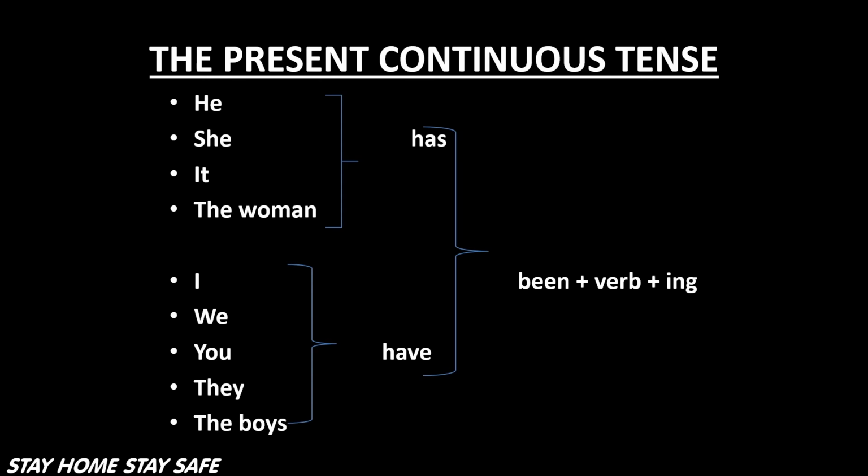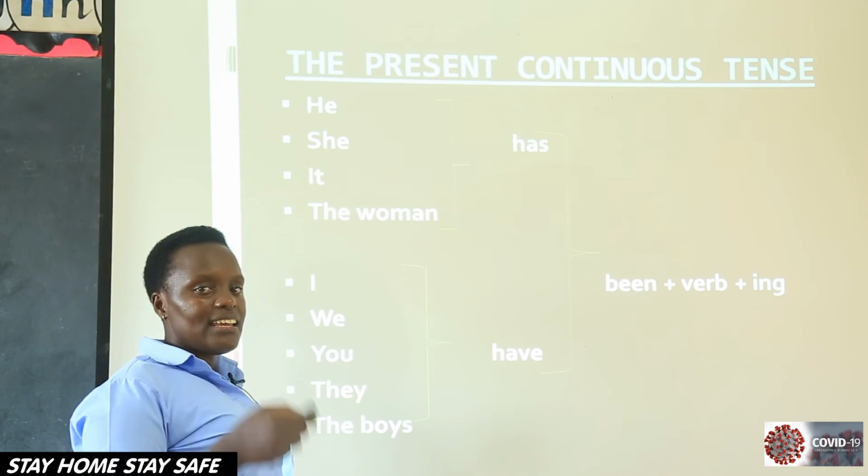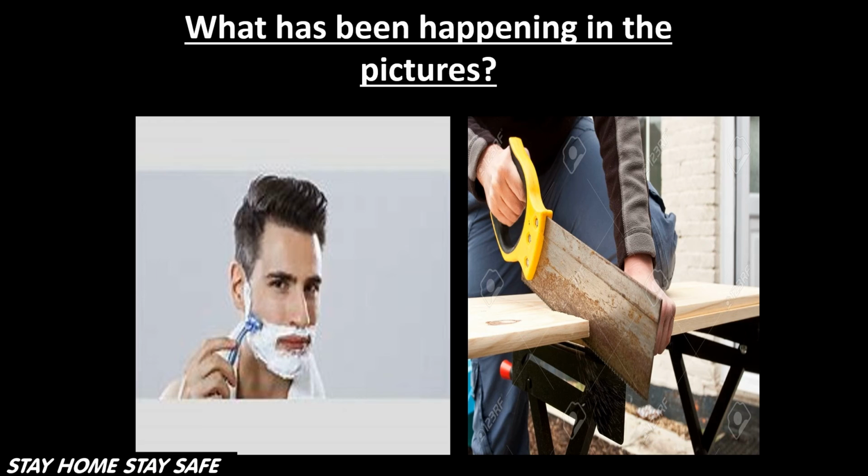Then we get the verb, we add ing, and you can say he has been eating, she has been going, it has been raining, the woman has been singing, I have been running, we have been clapping, they have been dancing, the boys have been playing. We add ing on the verbs.